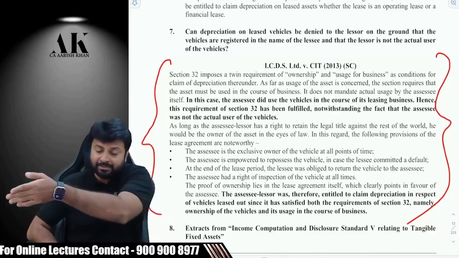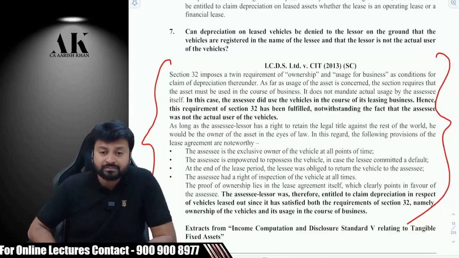See, if the lessee is claiming, it means he is considering himself as an owner. Then the court would have decided who is correct. That is also an important fact in this particular case. So who is owner, who is not, who is lessor, who is lessee, who will claim depreciation is a matter of facts and circumstances of every case.